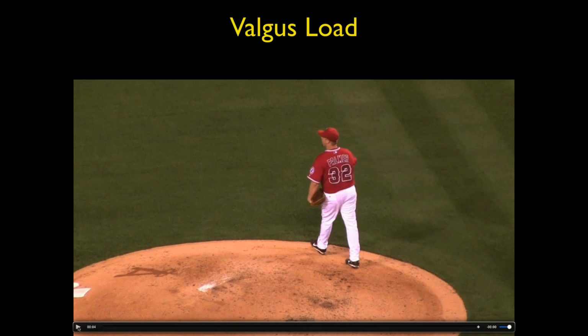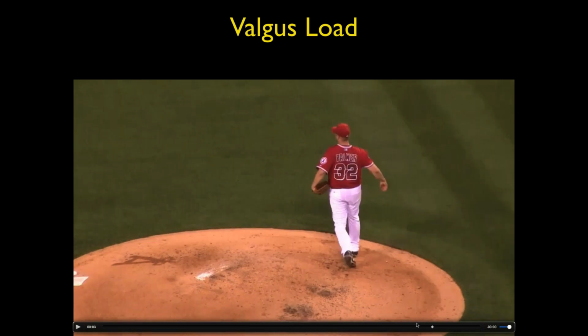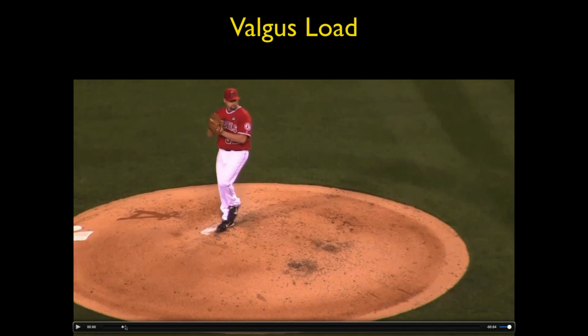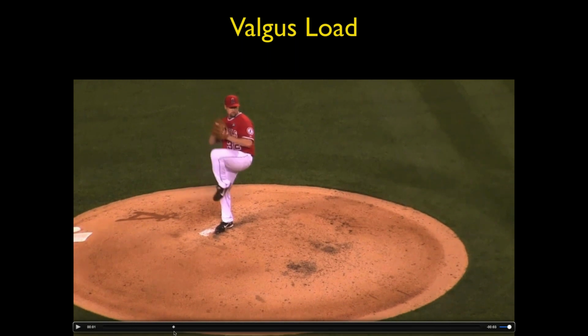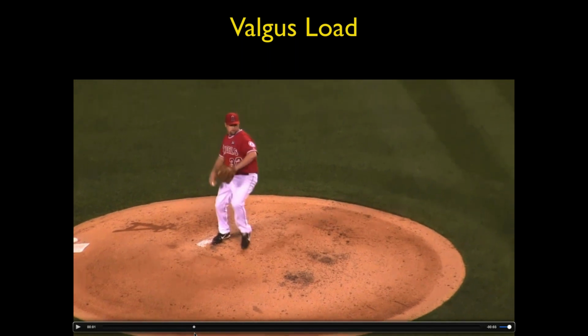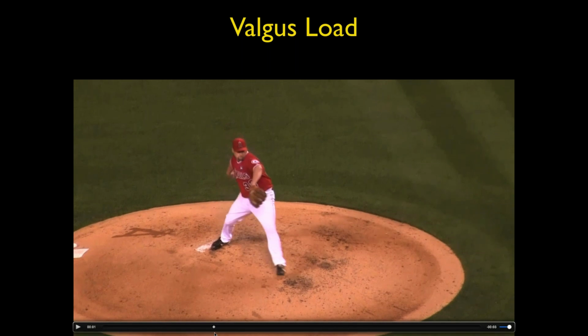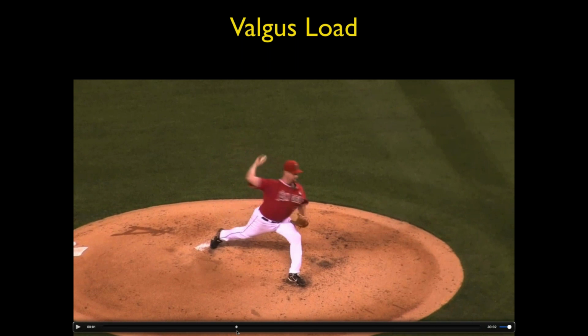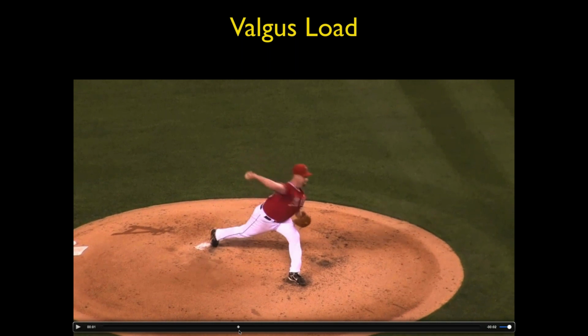But if we go through this, let me see, oops, here it is. Let's go through the phases. You can see the hands are together, the wind up, the hands separate, which is a key point, and then we have the early cocking phase, and then the late cocking phase, which is right there. Okay, so all of you now try to put your arm in that position.